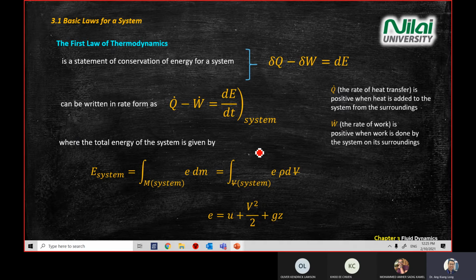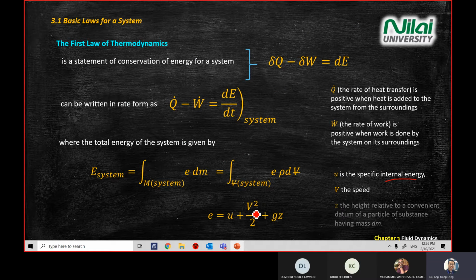The types of energy you learned in thermodynamics 1 are kinetic energy, potential energy, and internal energy inside the system or the molecule itself. The first type is internal energy. The second is linked with speed or velocity, which gives you the kinetic energy. The third is the potential energy, which is due to gravity and height. Because we use a small e, it means per unit mass. If you have a small e, all these terms are divided by mass.